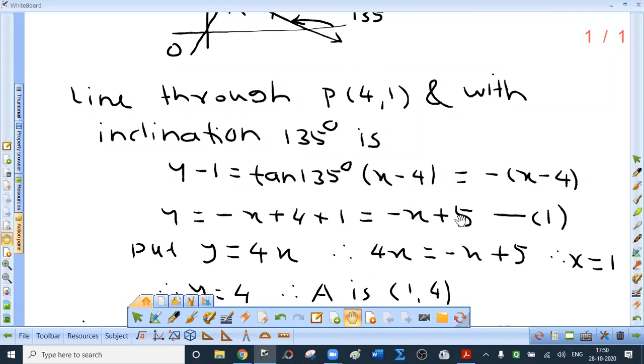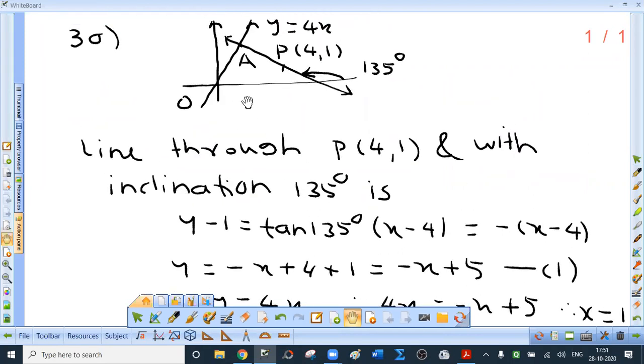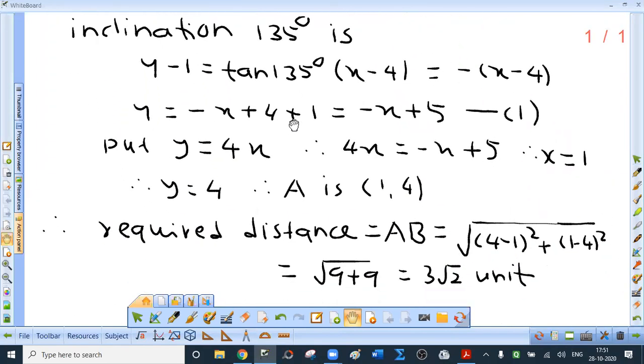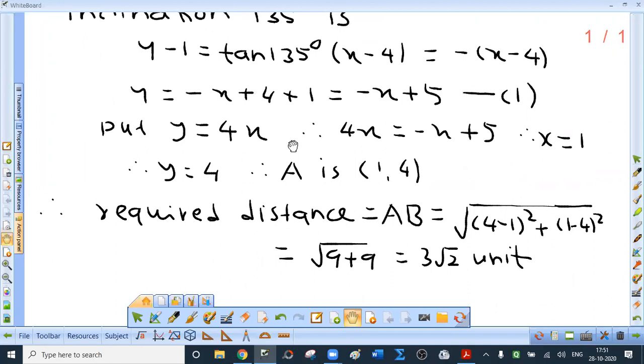Now what is the equation of the other line? y equal to 4x. So put y equal to 4x to get x equal to 1. So what is y? 4 into 1, that is 4. So what is this point A? A is nothing but (1, 4). So the distance of this line from this point along this line is distance AP. Use the distance formula. The required distance is 3 root 2 units.